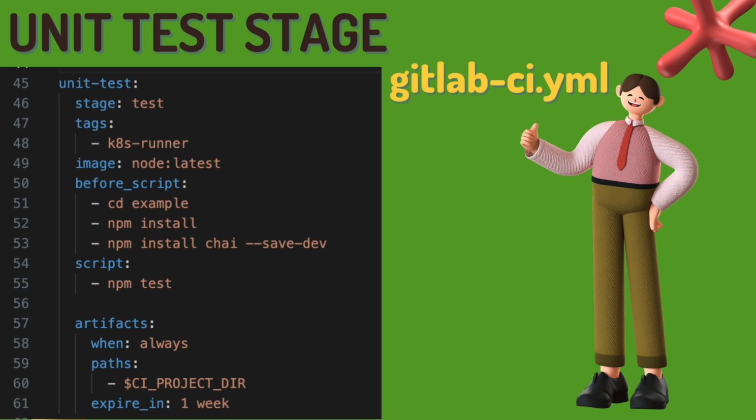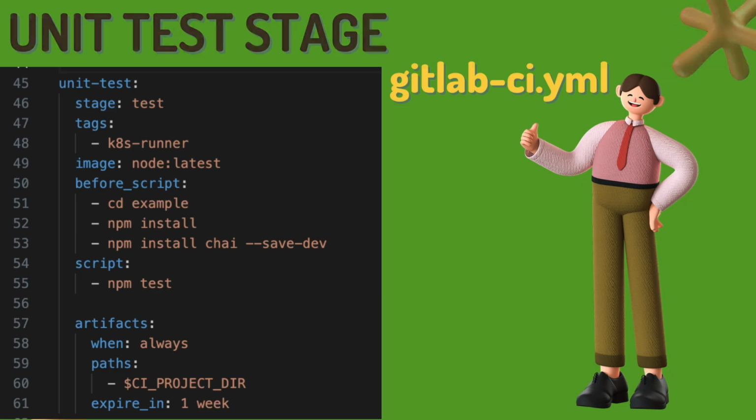First, we change the directory to example using the command cd. This sets the working directory to where our application code resides. Next, we run npm install to install all the necessary dependencies defined in our package.json file. Additionally, we install Chai, a popular assertion library for Node.js, by executing npm install chai --save-dev. This package is essential for writing readable and flexible assertions in our tests.